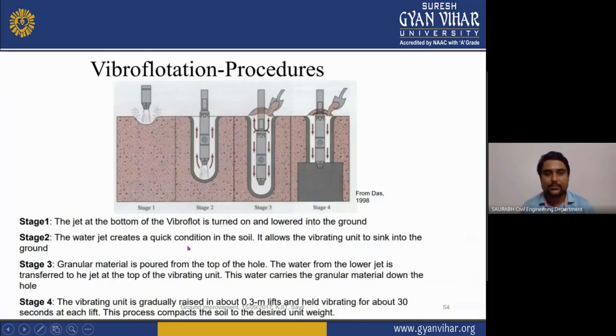As you can see, this is the procedure of doing vibroflotation of the ground. In the first stage, the jet at the bottom of the vibrofloat is turned on and lowered into the ground. Stage two, the water jet creates a quick condition in the soil. It allows the vibrating unit to sink into the ground. The third stage is given here, and it may also be done with granular material, as you can see in this image.